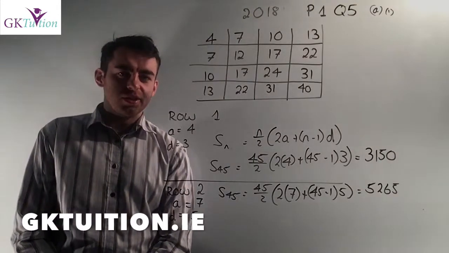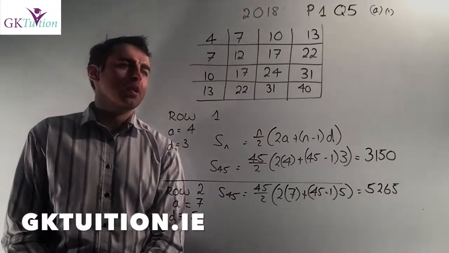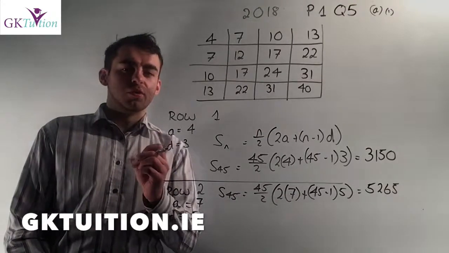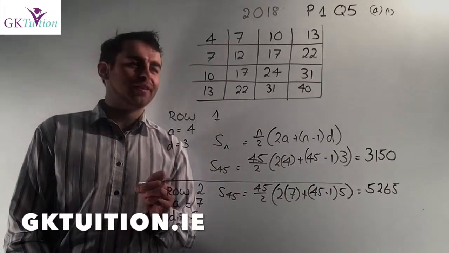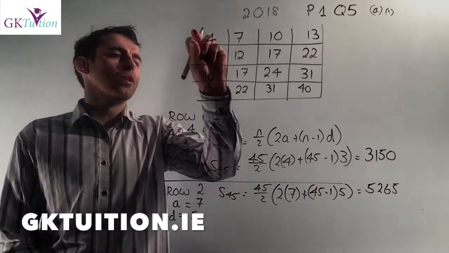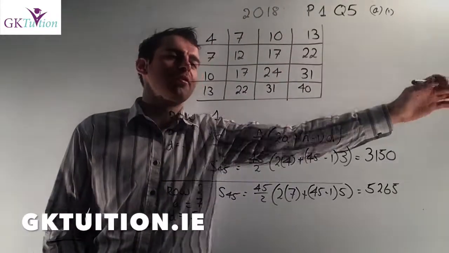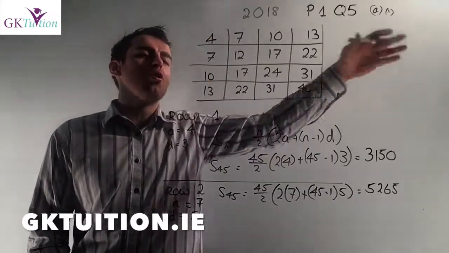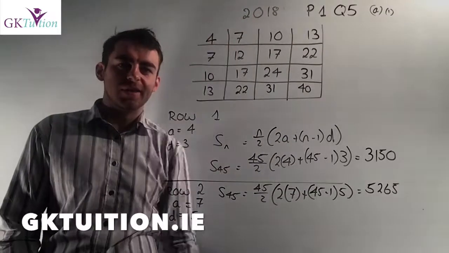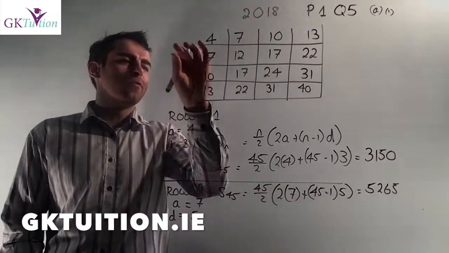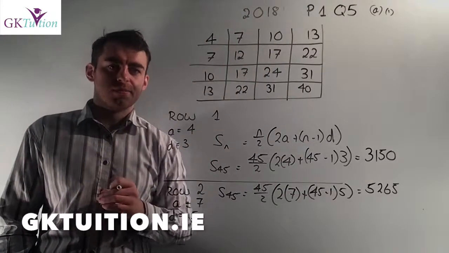Now the question that I've chosen to go through here is 2018 Paper 1 Question 5. In this question we're introduced to the sieve of Sundaram, and the sieve of Sundaram is a table of infinite arithmetic sequences. In other words, these numbers just go on forever: 4, 7, 10, 13, this just goes on forever. Every row and every column is an infinite arithmetic sequence. We're given the first four rows and the first four columns.